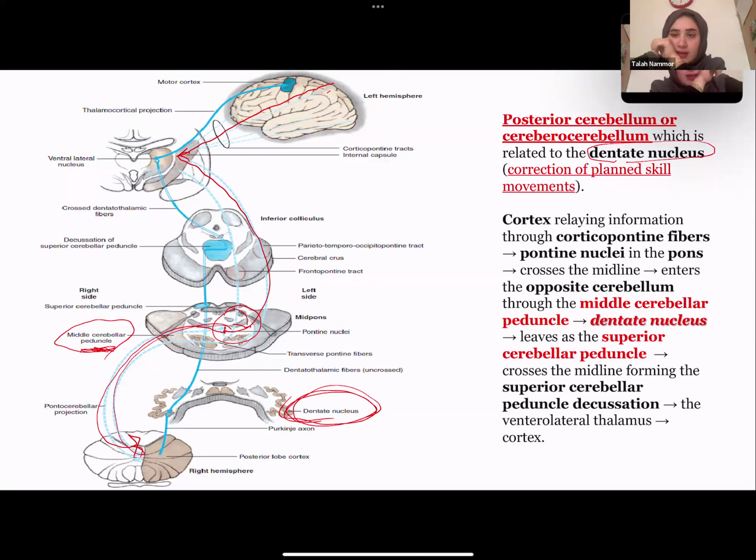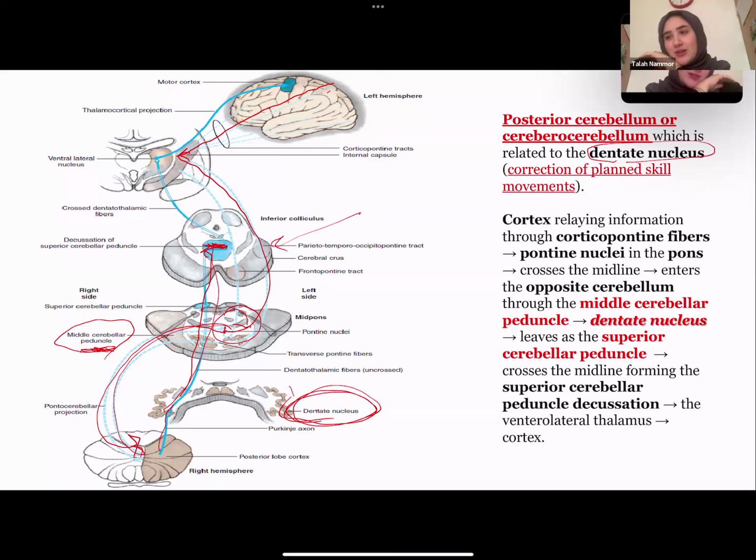What happens is it transits to the dentate. After it goes into the dentate, it's going to go up into the pons again. Actually, now we're at the midbrain. So it's going to go all the way up to the midbrain, and then it's going to decussate. It's going to shift, cross the line and go into the contralateral side.